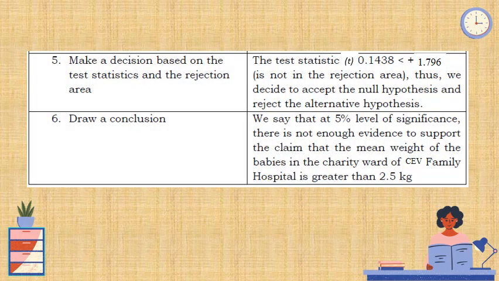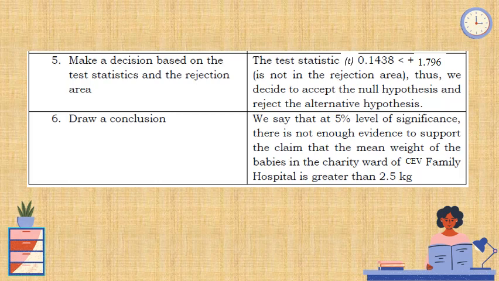Step 5, make a decision based on the test statistic and the rejection area. So, the test statistic T is 0.1438. Ito yung nakuha natin kanina dun sa computation natin. So, yung 0.1438 is less than 1.796. It is not in the rejection area. Thus, we decide to accept the null hypothesis and reject the alternative hypothesis.